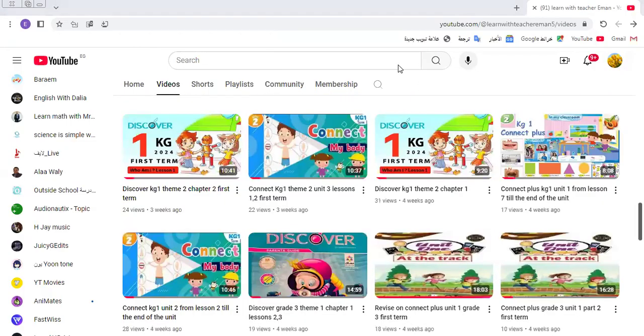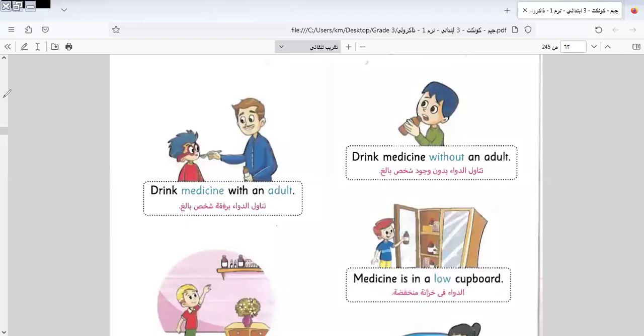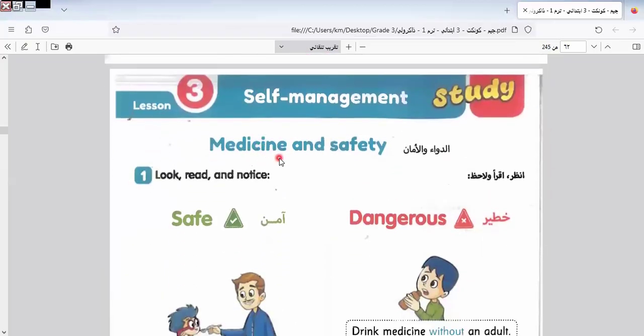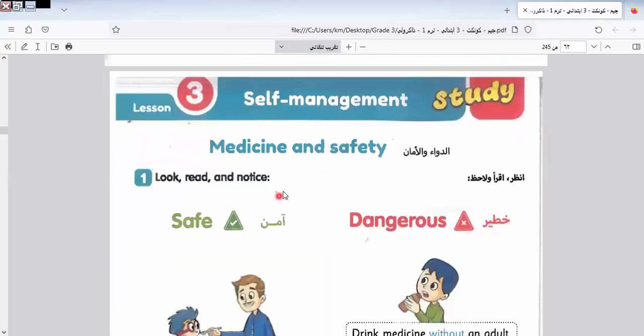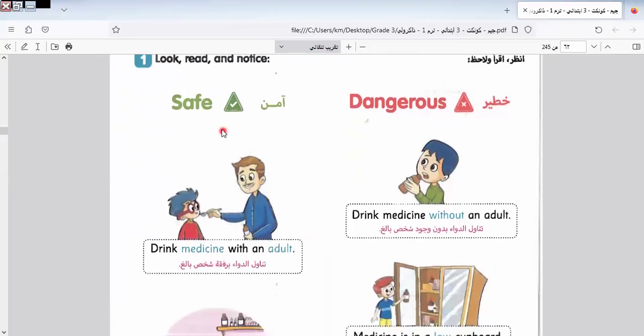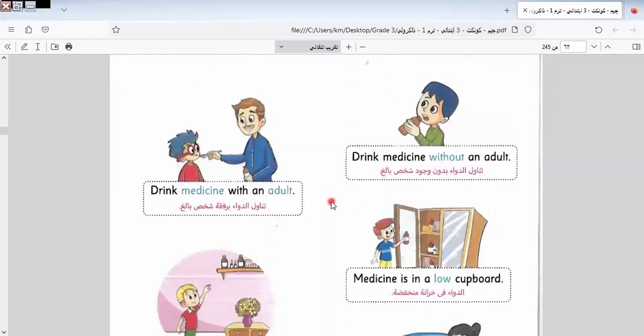Let's go to our lesson today. Today we are going to resume our Unit 2 that we started in the last video. We stopped on lesson 2. Today I will start lesson 3 and lesson 4, the last 2 lessons in this unit. Here we have medicine and safety, which means the regulations, or the steps, for taking medicine safely. Here we have the safe rules of taking medicine and the dangers of taking medicine.